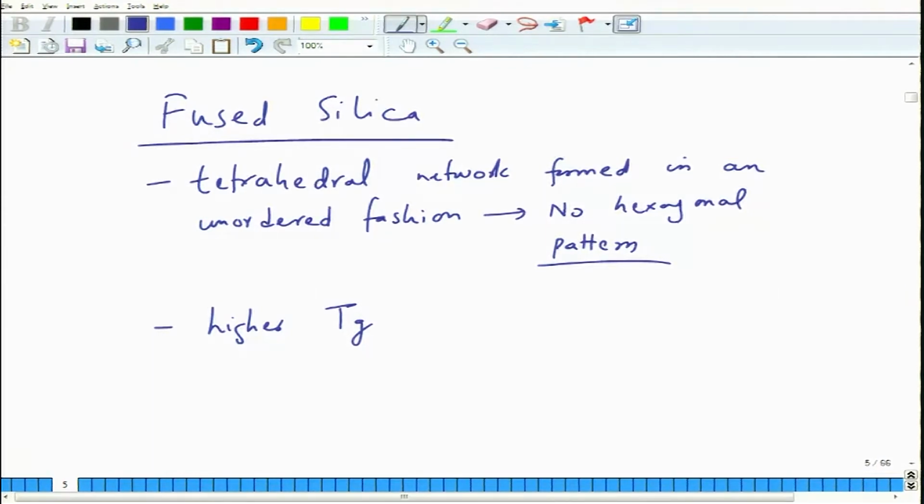Its softening temperature is about 1600 degrees centigrade. To be precise, 1665 is the softening temperature, Ts. As a result, these can be used for applications which require high temperature. So they are transparent, like glasses, but they can withstand very high temperatures.